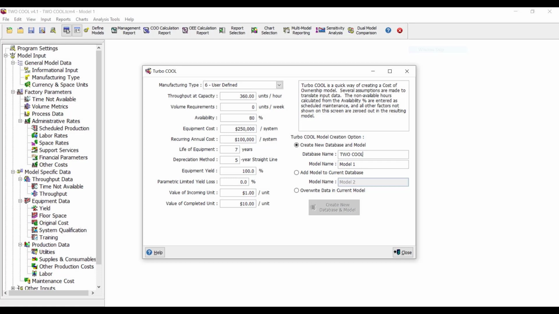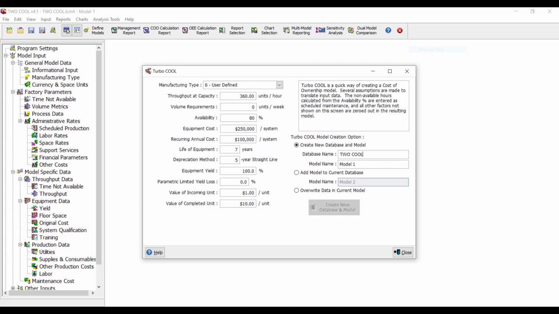Availability is a measure of what percent of the total time the equipment is running production. Equipment costs are all the depreciable costs, and recurring costs are all the costs associated with running the process except for any scrap costs. Life of equipment lets us know how long the process will be run, and depreciation method gives us a time over which the equipment costs will be depreciated. In TurboCool, the depreciation method is set to straight line, but that can be changed in the main model.